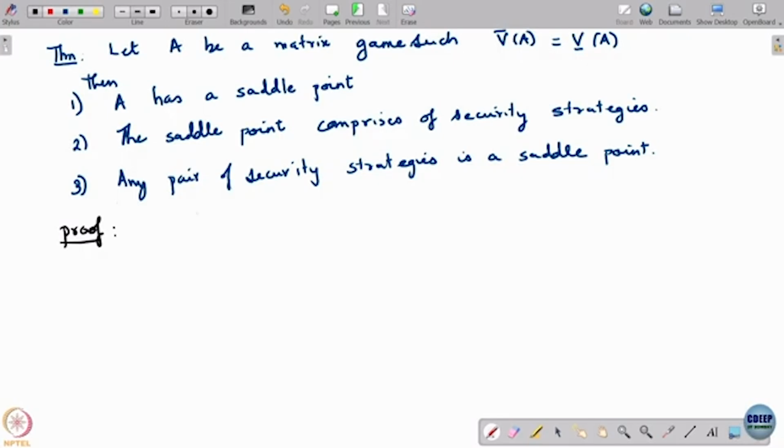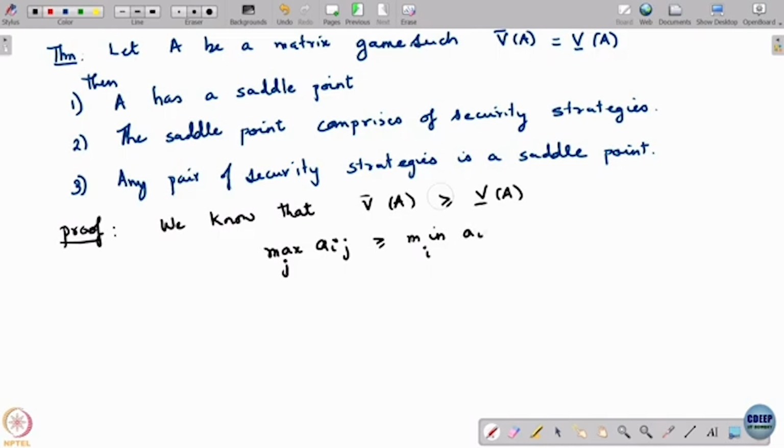Now remember, we already know that V upper bar is greater than or equal to V lower bar. Which means that max over J of A I star J is greater than or equal to min over I of A I J star, for security strategies I star and J star.